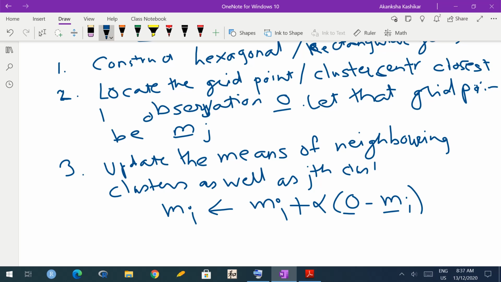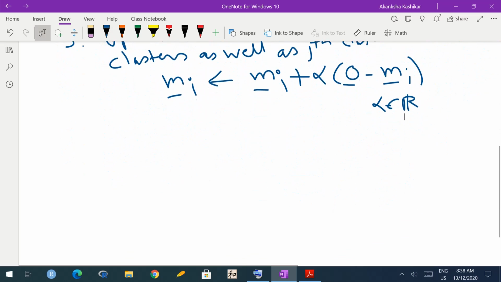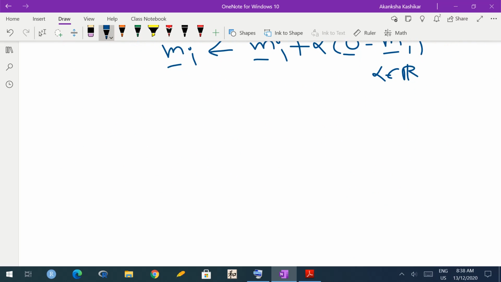Okay, mi is updated as mi plus alpha times o minus mi. So because you are adding this observation O, you have some contribution from that observation in the new cluster mean. And as I said, all these are p-dimensional. Alpha is of course a constant. When I say it's constant, what I mean is alpha is a real number, but it need not stay constant throughout the entire clustering process, throughout the entire algorithm.